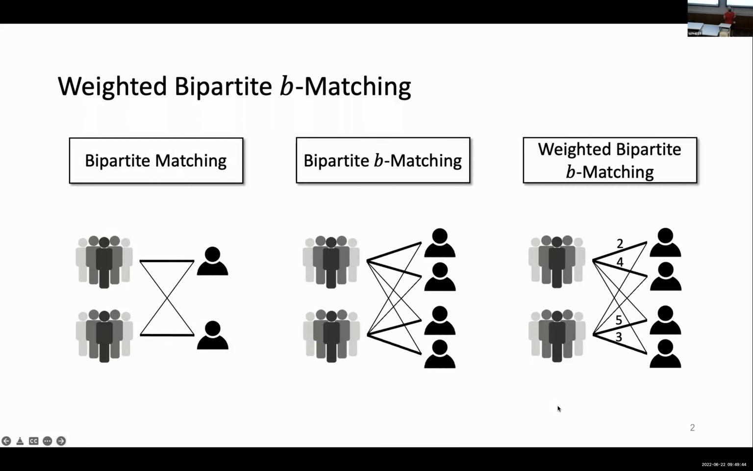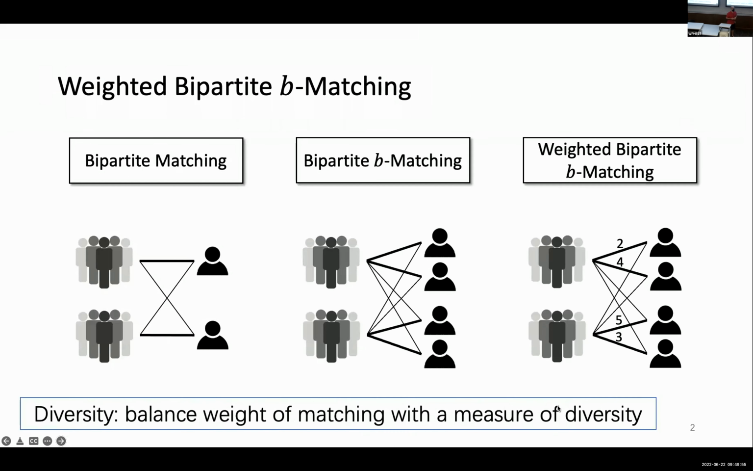And then we add weights, and we're looking at minimizing or maximizing the weights of the matching. So we have both b-matchings required and a weight function. What we're going to do, following previous work, is add diversity to this, so that we're not simply interested in minimizing the weight, but we also want to combine this with some measure of diversity over multiple factors. That is, the teams that we're assembling need to have some levels of diversity.